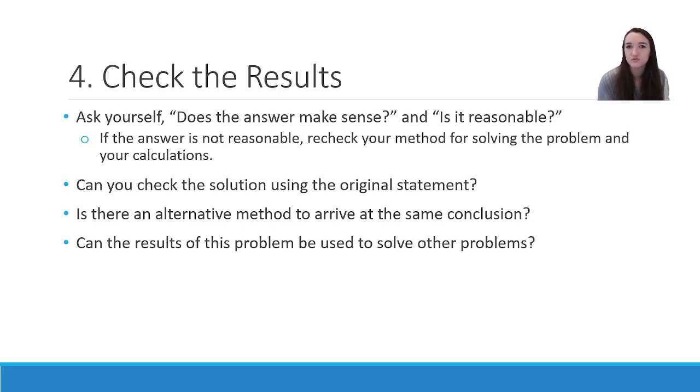Can we use those results for further problems? For example, if it's a multi-step problem and we get one answer in one step that's wrong, it's going to make other steps not make as much sense, perhaps, right? So we want to think about that. Is there another way to solve the problem? If you solve the problem in 2 different ways and get 2 different answers, that means something must have gone wrong at some point. Think about all of that.